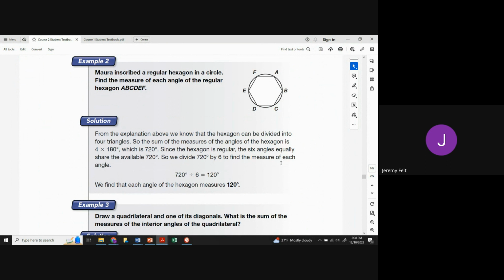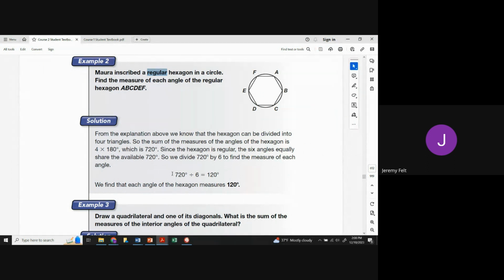Mara inscribed a regular hexagon inside a circle. Find the measure of the angles of the regular hexagon ABCDEF. So hexagon, we just looked at that. Regular tells us that all the sides are equal. If the sides are equal, then the corresponding angles are going to be equal. So all the angles are going to be the same, just like an equilateral triangle or a square. So regular, all these sides are the same. And so what are these angle measurements?